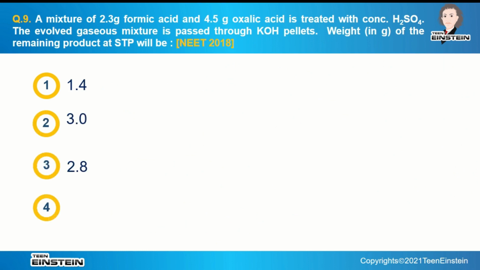A mixture of 2.3 gram formic acid and 4.5 gram oxalic acid is treated with concentrated sulfuric acid. The evolved gaseous mixture is passed through KOH pellets. Weight in gram of the remaining product at STP, that is standard temperature and pressure, will be.